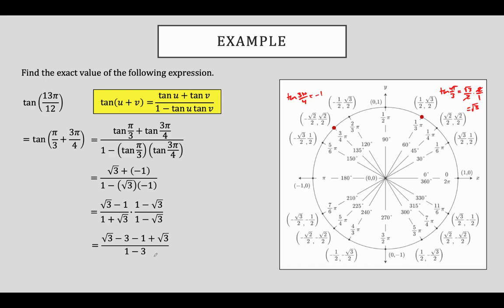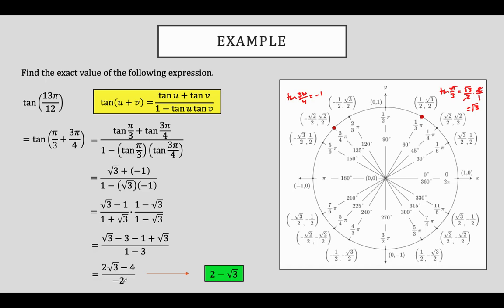All right, so we begin to simplify and combine like terms. Root 3 plus a root 3 is 2 root 3. Negative 3 minus 1 gives me a minus 4. This gives me 2 root 3 minus 4 divided by negative 2. Now I can use the distributive property of division, dividing each of these quantities by negative 2. That would give me negative root 3 plus 2, or we can reverse the order to put our positive number first, 2 minus root 3.